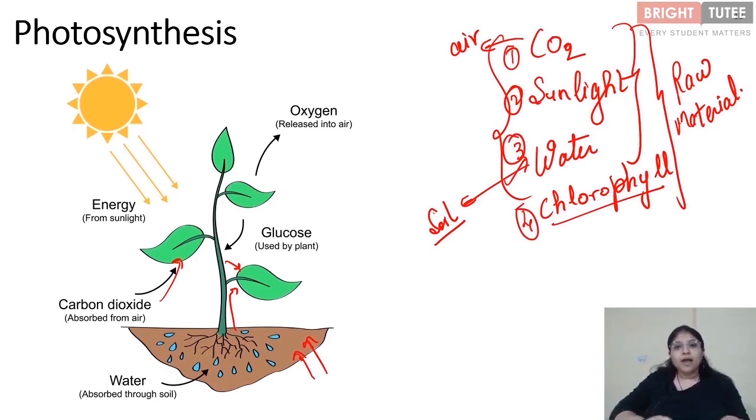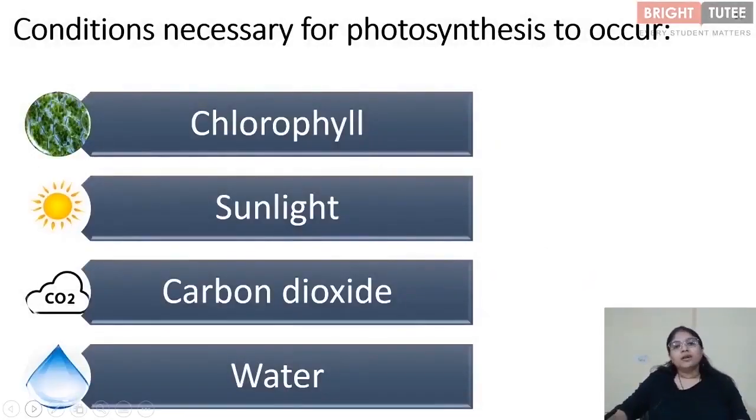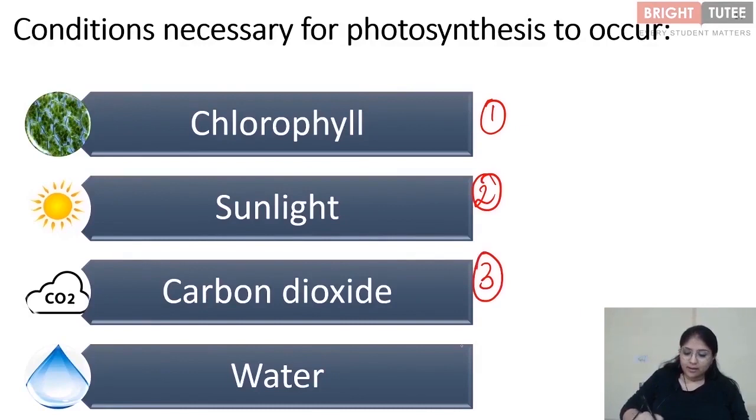Now, let's move on and understand all these different components and where we get them from. The conditions that are necessary for photosynthesis to occur: first, the presence of chlorophyll; second, sunlight; third, carbon dioxide; and fourth, water. All of these are the conditions required by the leaf for photosynthesis to occur. Now let's understand one by one how these raw materials are obtained by the plant.